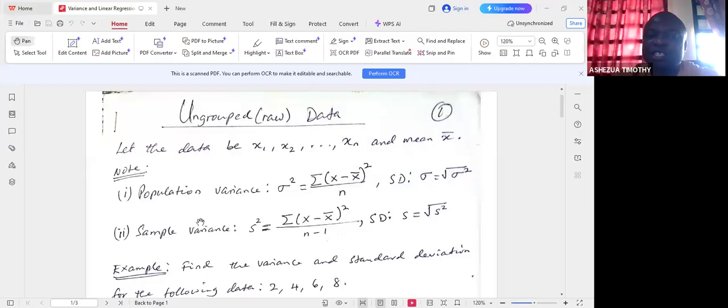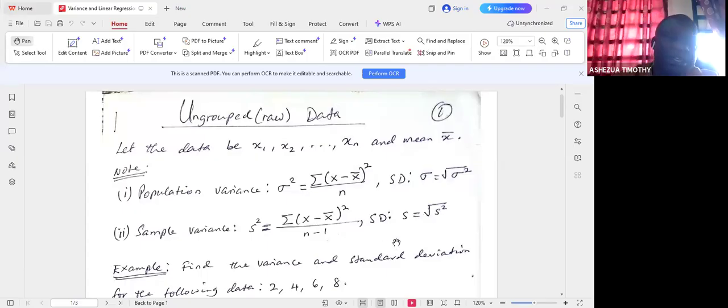Now, if the question says find the sample variance, the sample variance s squared is equal to the sum of (x minus x bar) squared all over n minus 1. N minus 1 because you are dealing with a sample, not the entire population. In this case, your standard deviation is going to be the square root of your variance.